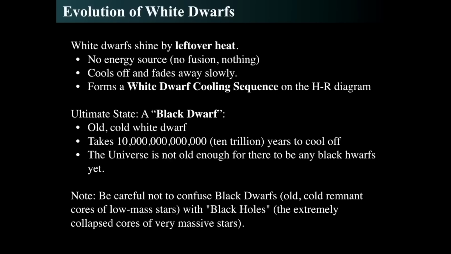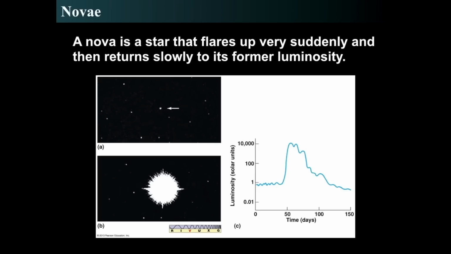A black dwarf takes so long to form, tens of trillions of years of cooling, and the universe is only 13.6 billion years old, so it's not old enough for any black dwarfs to exist. We're not talking about black holes, we're talking about black dwarfs, which would be old. Those would only happen in the deep, deep future of the universe. They do not exist yet today.